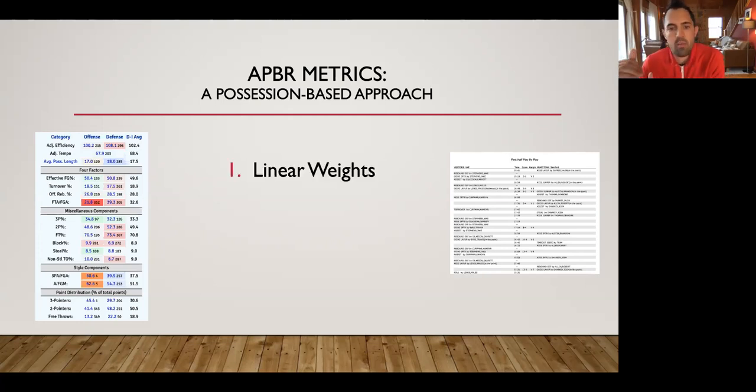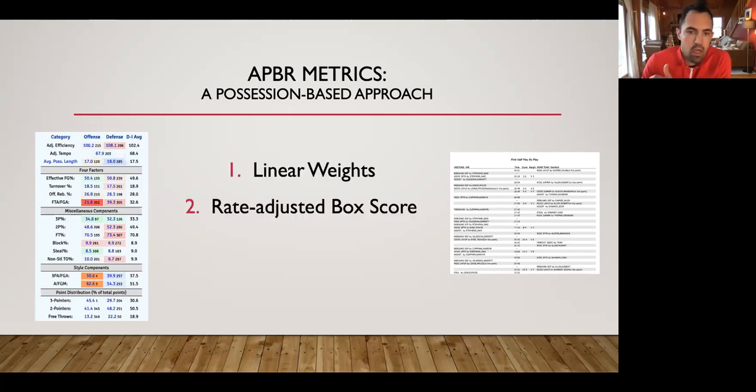The first was something called linear weights. The second was this concept of rate adjusting box score stats. We're going to talk a lot about that. And the third was the utilization of play-by-play data. So I'm going to go into each of these as quickly as I can.